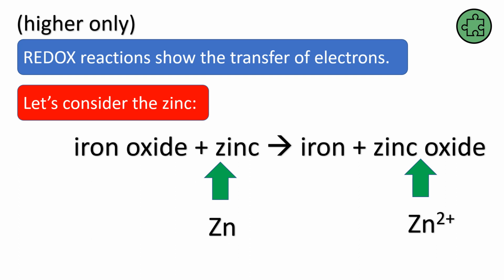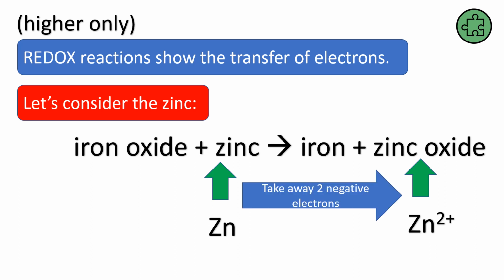So how does it get from the zinc atom to a zinc ion with a 2+ charge? Well, I would have to take away 2 negative electrons. And I would write it like this, -2 e-. So e- is the symbol for electrons because electrons are always negative. And I'm taking away 2 to get that 2+ charge. Remember, if I'm taking away negatives, I'm becoming more positive. And this is known as a half equation.